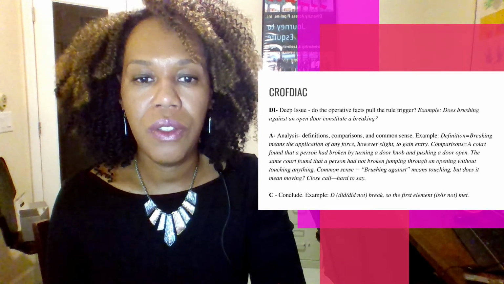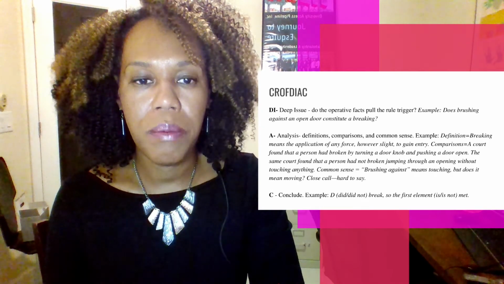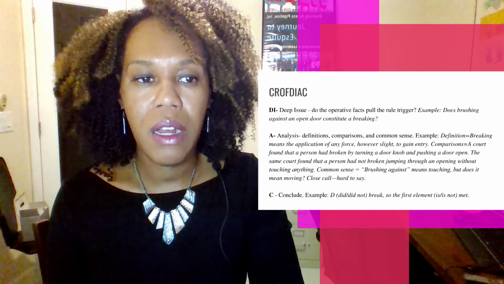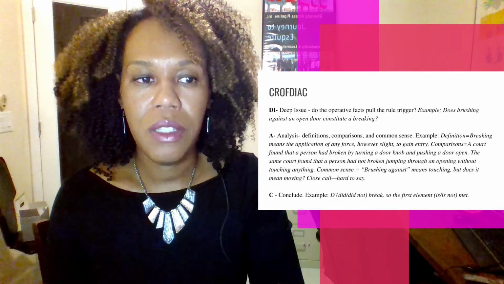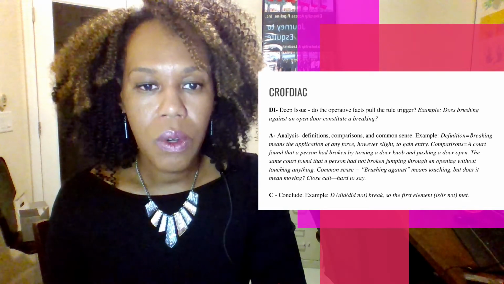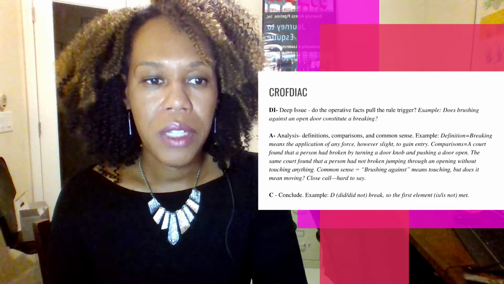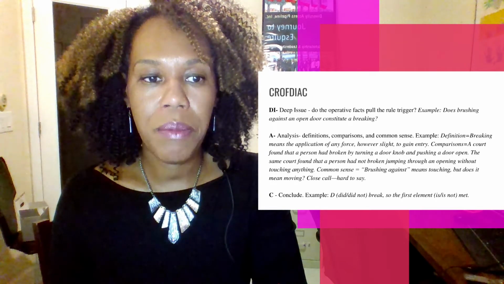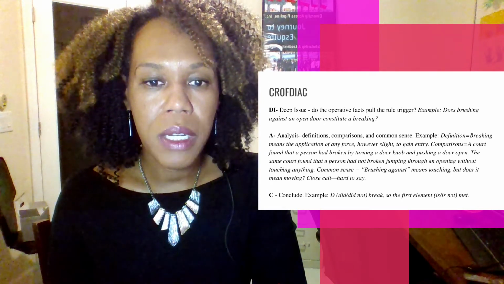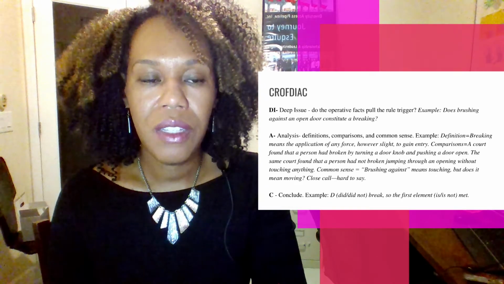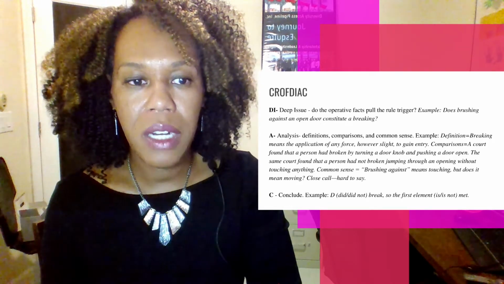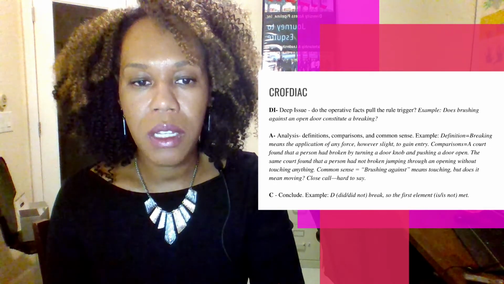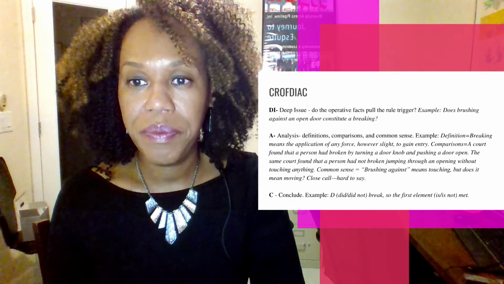Here's an example of analysis using the same facts regarding breaking. So breaking means the application of any force, however slight, to gain entry. And so here's comparisons. A court found that a person had broken by turning a doorknob and pushing a door open. The same court found that a person had not broken by jumping through an opening without touching anything. And so here's an example of using common sense as part of your analysis. Quote unquote brushing against means touching, but doesn't mean moving. So it's a close call and it's hard to say.